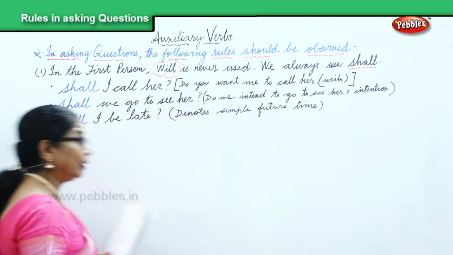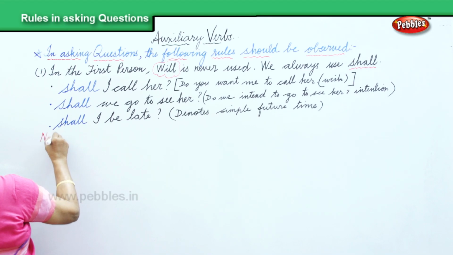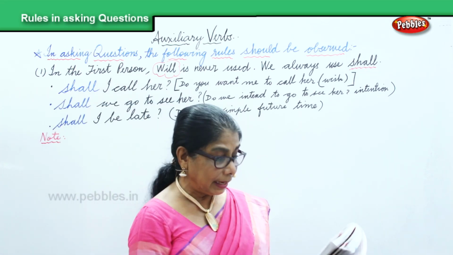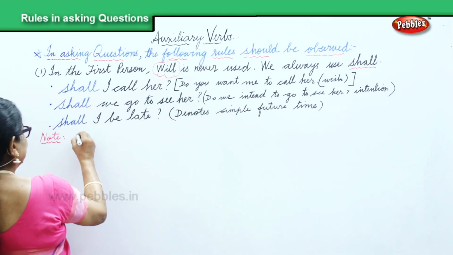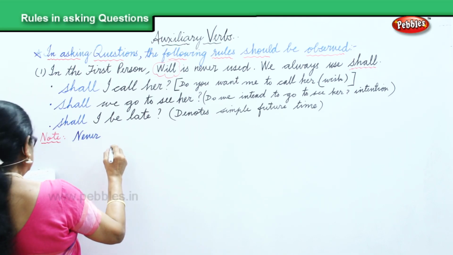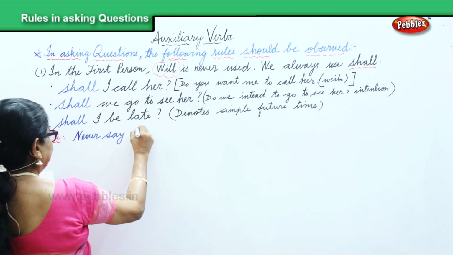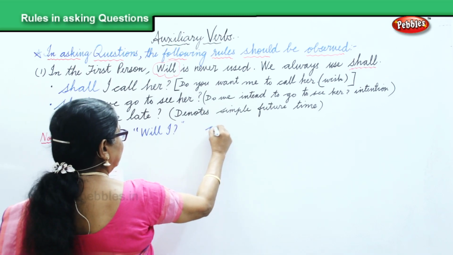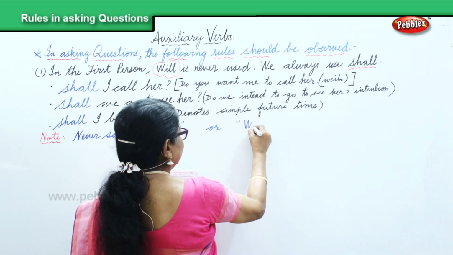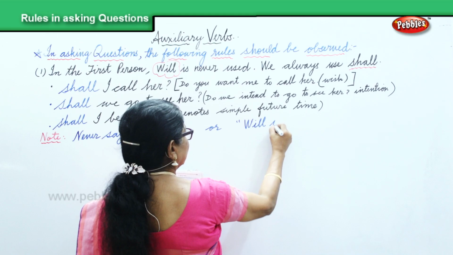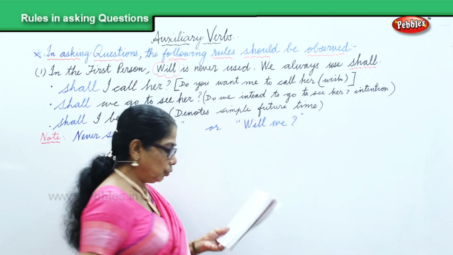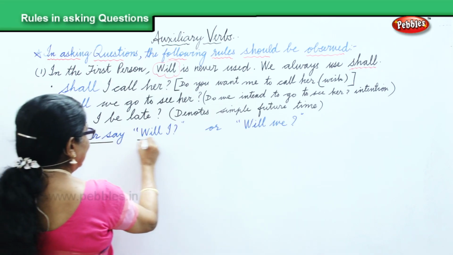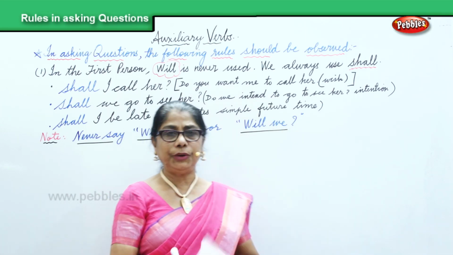Then you must remember one thing when we talk about all this. Please note this. Never say, we should never say, will I, will we. Okay? Never. Never say, will I or will we. So these two you need to remember. Never say, will I or will we. That we need to keep in mind.